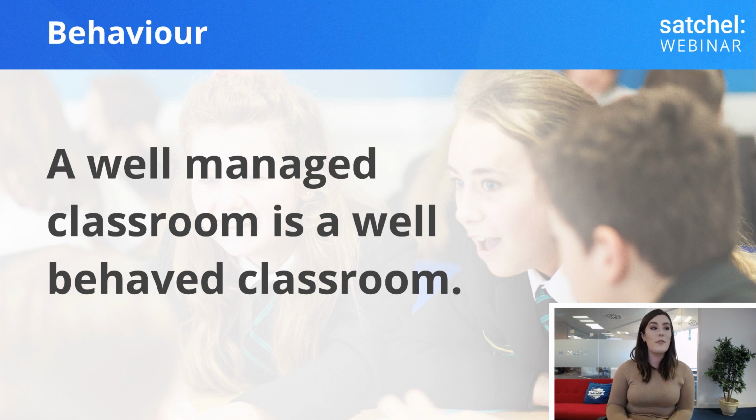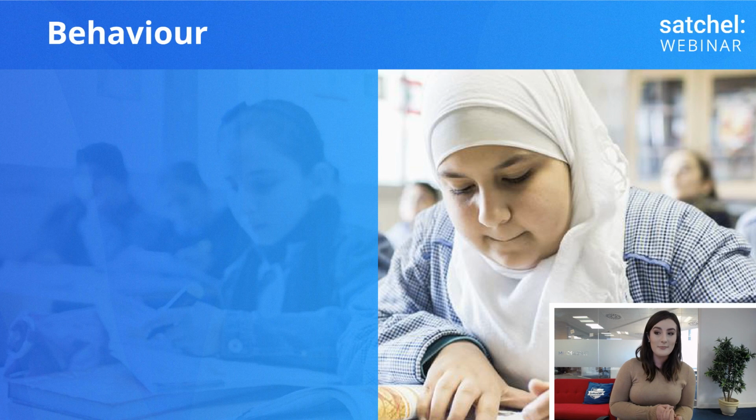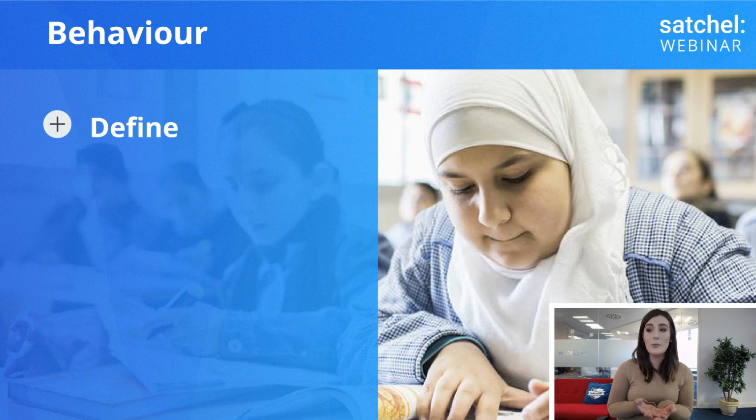So, first we need to define. In order to achieve and promote good behaviour, you must first define what good behaviour actually means to you and how you're going to expect that to manifest in your classroom. So again, this is going to differ vastly depending on the kind of teacher you are, the year group that you're teaching, and also the subject. So a PE lesson and a science lesson are going to look completely different, of course. We'll have different expectations and rules.